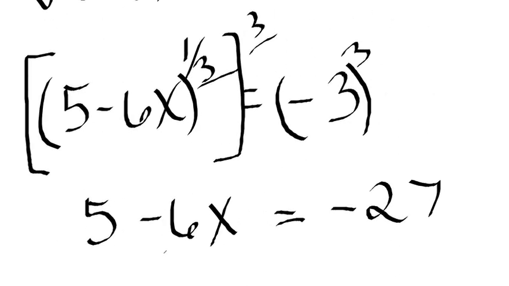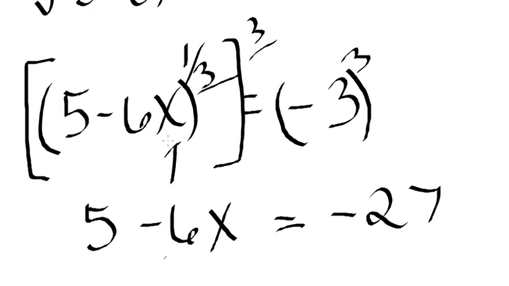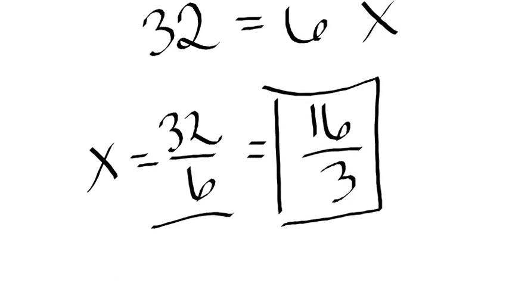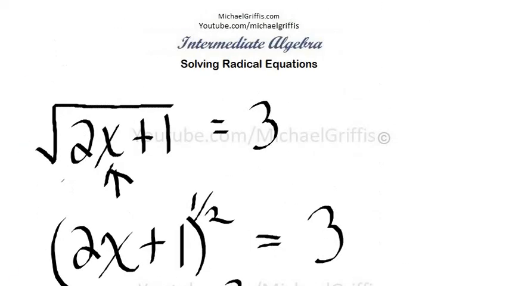You can always take that, plug it back in for x here in the original, and the left-hand side should equal negative 3. It does, I've already checked it. Okay, so I think that's going to end this section here. We worked quite a few examples, 4 of them to be exact, and I'll see you for more examples in the next video.